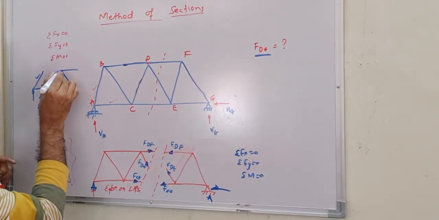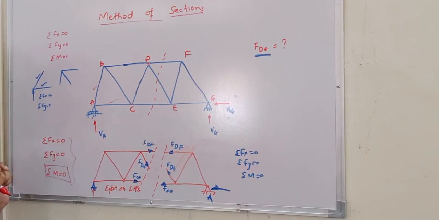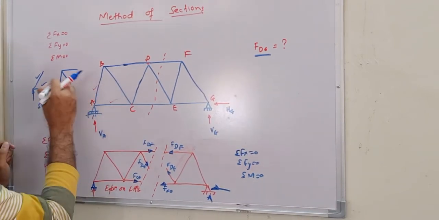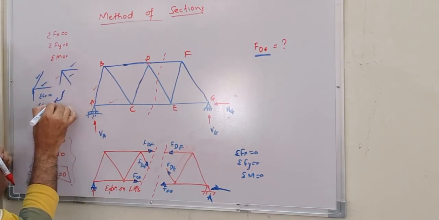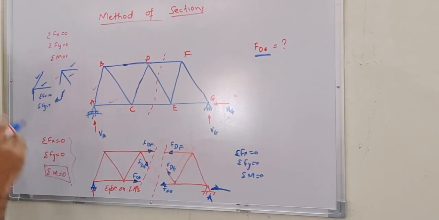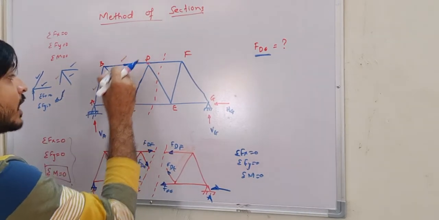Okay, so these are the three members in joint B, and one I have already calculated. These two again I can easily calculate by using the same two equations: summation of Fx equals 0, summation of Fy equals 0. Now I have calculated these two.